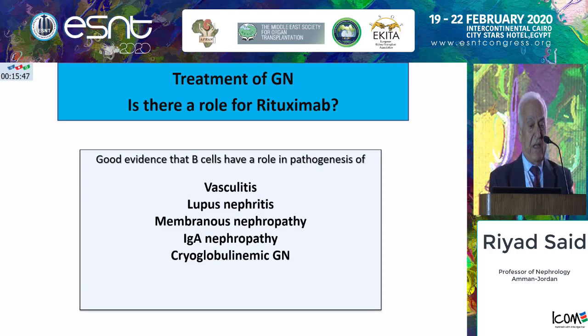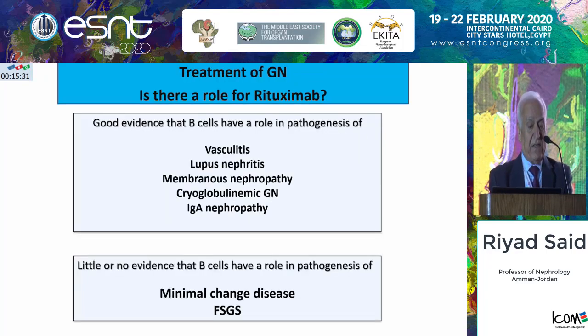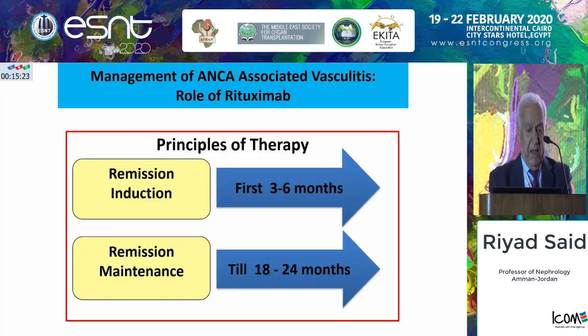Now, where do we stand with this use in patients with glomerulonephritis? We know that there is good evidence for B-cell involvement in the pathogenesis of ANCA vasculitis, lupus nephritis, membranous nephropathy, IgA nephropathy, and cryoglobulins. To a lesser extent, we don't know much about B-cell involvement in the pathogenesis of minimal change disease and focal segmental glomerulosclerosis. Let's examine some of these in the coming minutes.